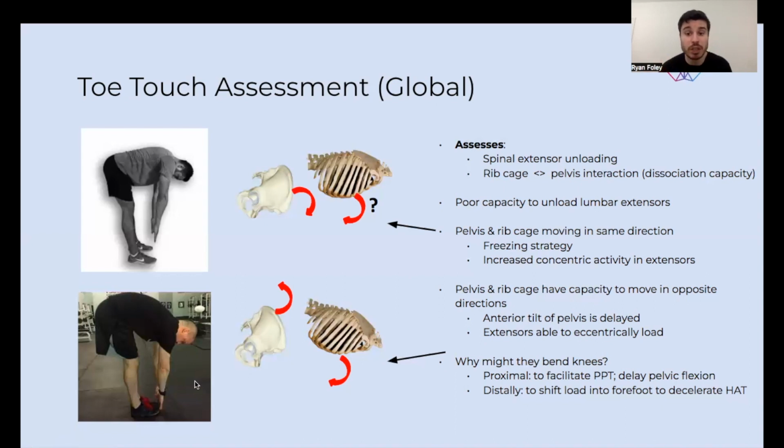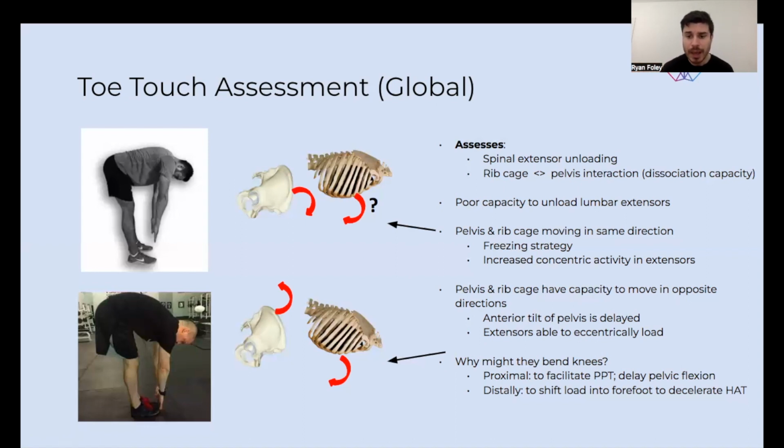Because pelvic flexion is important later in the toe touch to allow the glutes to express more eccentric behavior, and to allow the proximal hamstrings to express more eccentric behavior as well. But it's more about what happens across the range of motion during the actual movement, and what we're seeing from a coordinative standpoint between the rib cage and the pelvis.